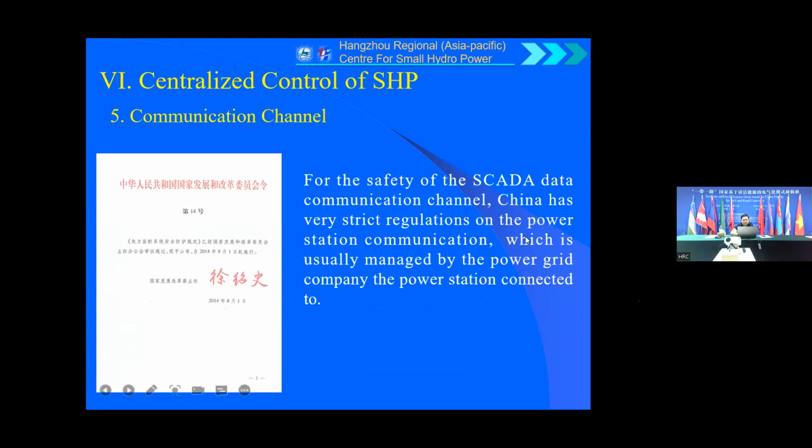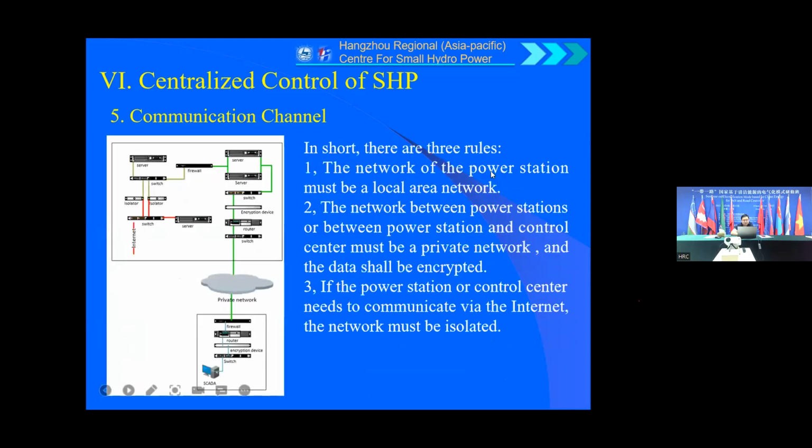For the safety of the SCADA data communication channel, China has very strict regulations on the power station's communication, which is usually managed by the power grid company the power station connects to. In short, there are three rules for the SCADA data communication network. First, the network of the power station must be a local area network. It cannot be connected to the internet. Second, the network between power stations, or between a power station and the central control center, must be a private network, and the data should be encrypted.